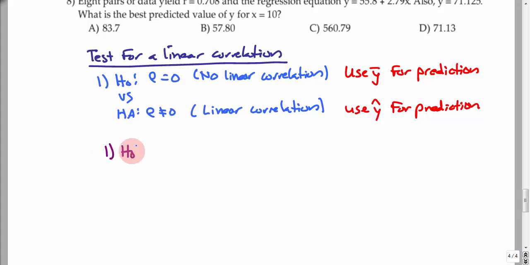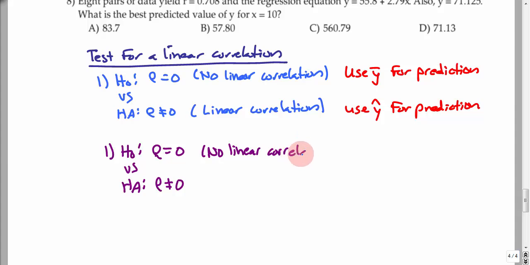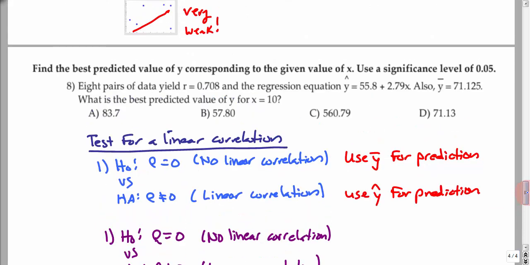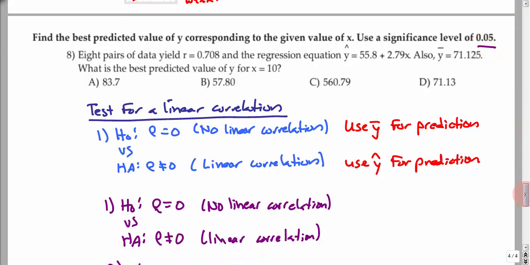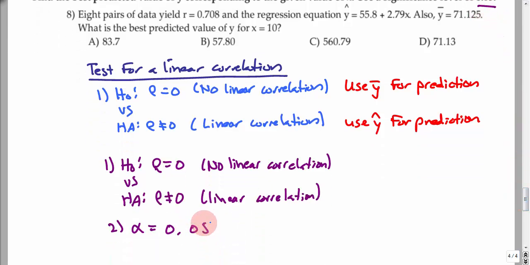Step 1, HO versus HA. Rho equals 0, rho not equal to 0. This is no linear correlation. And this is linear correlation. Second step is to state the level of significance. And if we scroll up here to the directions, we had a significance level of 0.05. My test statistic is given right here as 0.708, but first we need to find a critical value.